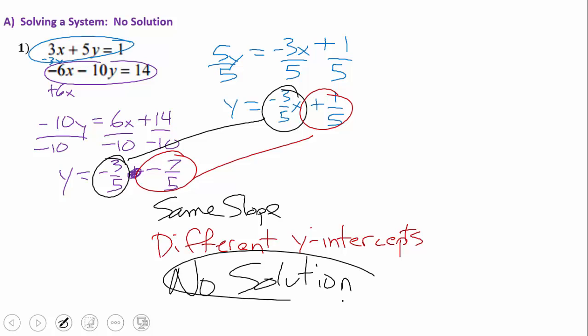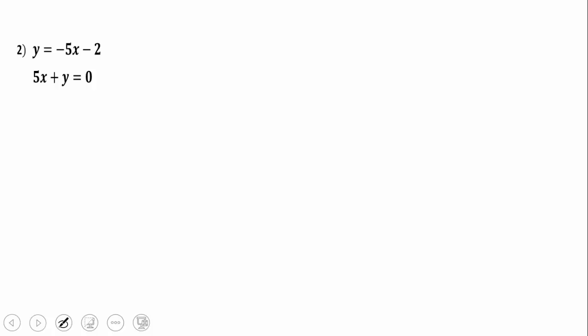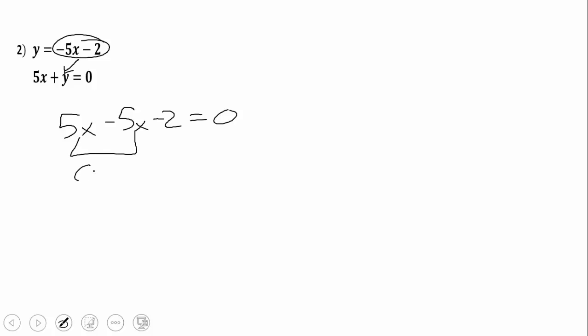No solution. Moving on. We have y equals negative 5x minus 2 and 5x plus y equals 0. I'm actually going to use substitution, because I have a variable that's already solved for. So I'm going to rewrite this equation, 5x plus negative 5x minus 2 equals 0. Combining these two terms, that's 0x. It goes away. That leaves me with negative 2 equals 0.